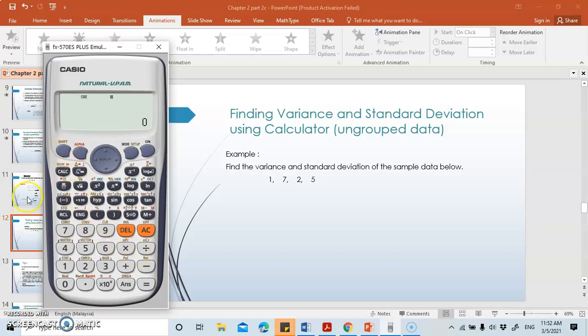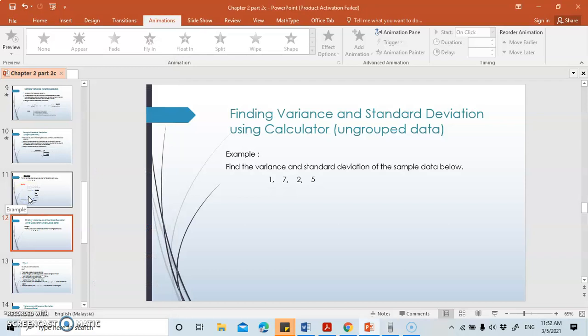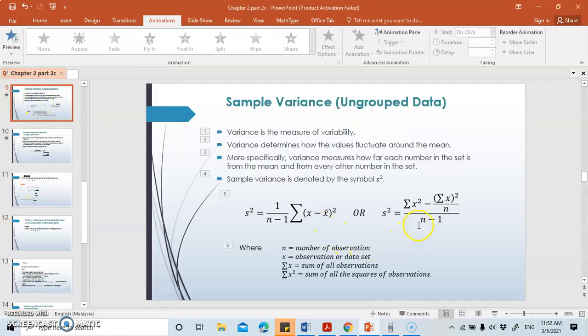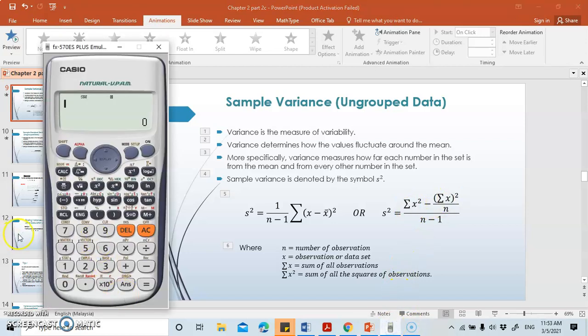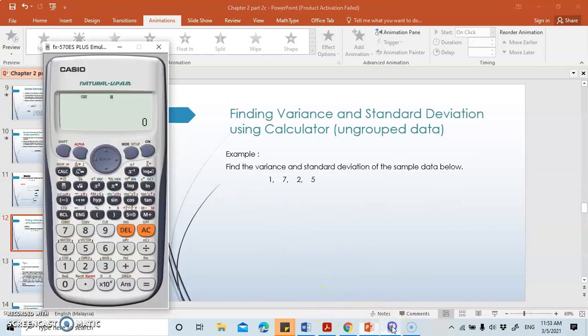Now for variance, this is the formula for variance. I'm using the second formula, by the way. So we need the total x square and also total x. In your calculator, press Shift and then number 1. Press number 3 to get the sum. First I want the total x, so I press number 2. So my total x is 15.